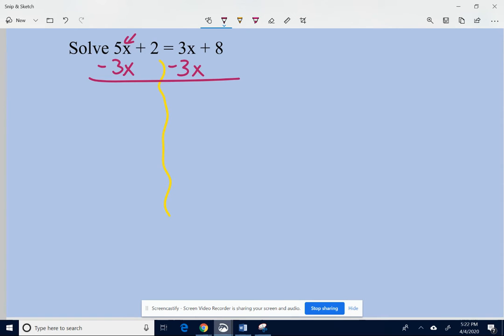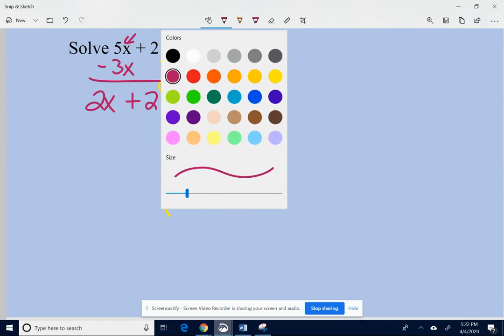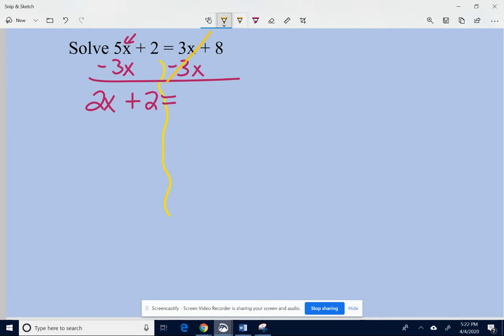So to simplify, I have 5x minus 3x is 2x. So I have 2x plus 2 equals, over on the other side, 3x minus 3x. That goes out, that's why we did it. 3x minus 3x is 0x, which is just 0, so we don't need to write that down. We just need to write down 8. So we have all of our x's on one side. Now we want to get that x completely alone by getting the numbers on the other side.